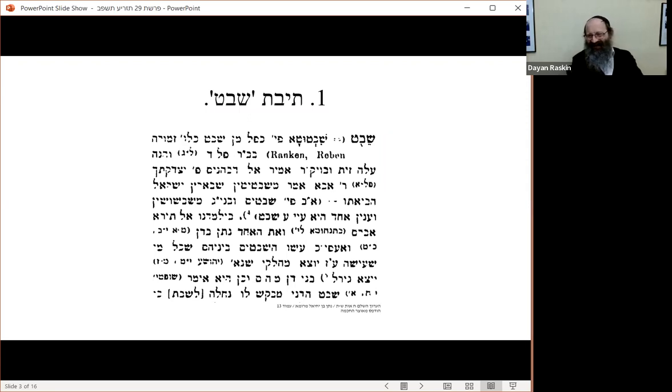So here's the question, a very interesting one. Why are the tribes called Shevet? How does the word Shevet, which means a rod, what's it got to do with a tribe? Hence the question. So here we go.